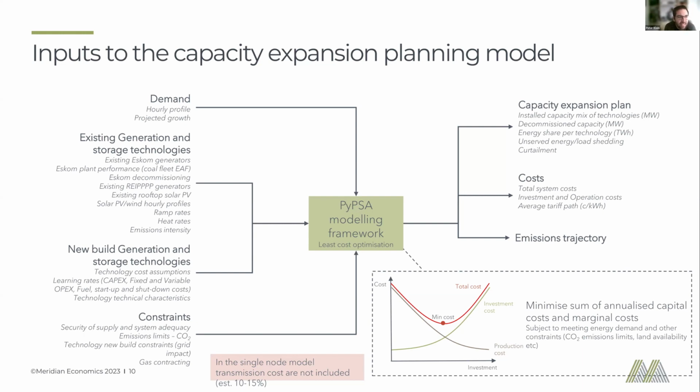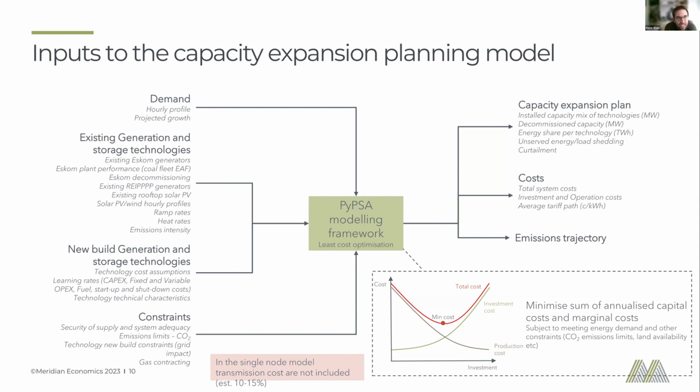So in our case, the existing ESCOM fleet, as well as REAP generators, what's happening on solar PV, rooftop, etc., as well as the REAP. And essentially there you're trying to capture all the technical characteristics of those generators. So if it's conventional generators, things like ramp rates, heat rates, emissions intensity. For your variable renewables, it's about hourly supply profiles, etc.